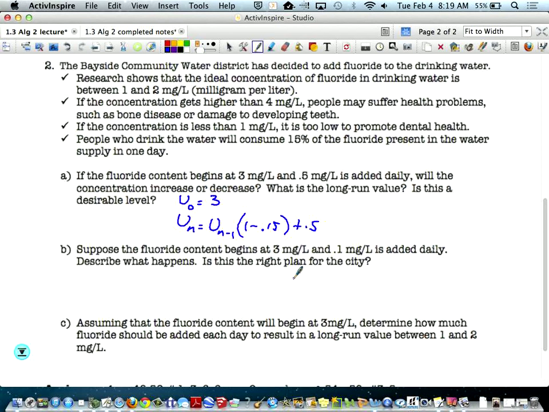So if somebody's sitting near you, go through the process here, find the long run value it says, determine if it's an increase or are we increasing or decreasing the amount of fluoride there? And then are we in the right range of values? We have to end up between 1 and 2. So do that now.